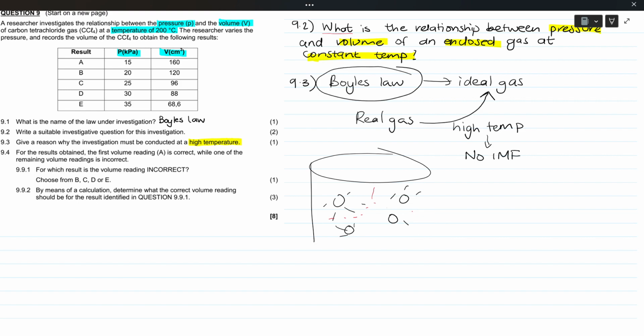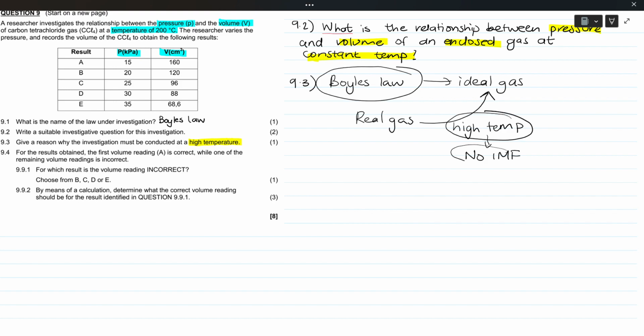So that's just the thought processes, but I want you guys to see that, right? So we want the real gas to approach the ideal gas, and we have to have a high temperature for that because we don't want intermolecular forces interfering.